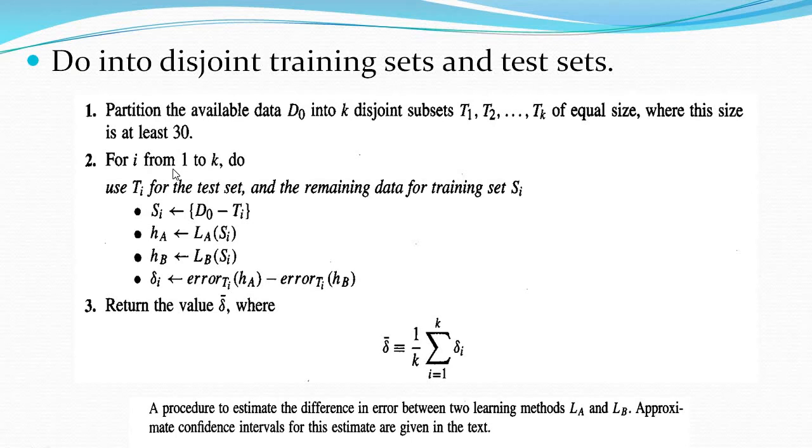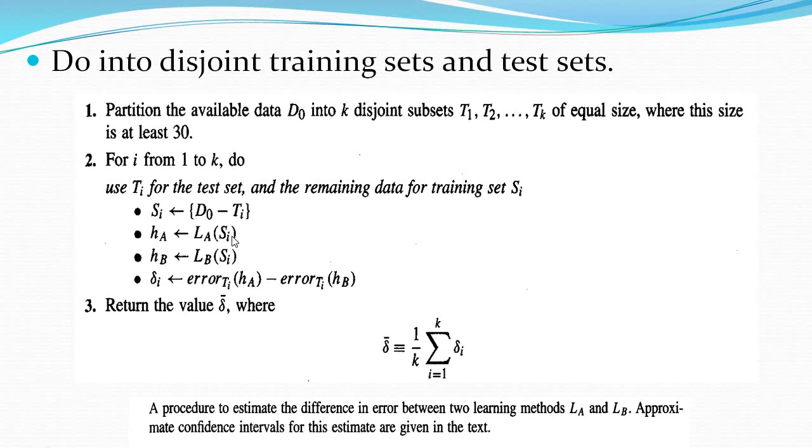So we iterate from i equals 1 to K, because we divided the available data into K disjoint subsets. For every subset, we use Ti as the test set and the remaining data as the training set. So Si is obtained from D0 by removing the test set Ti, and what remains is Si.